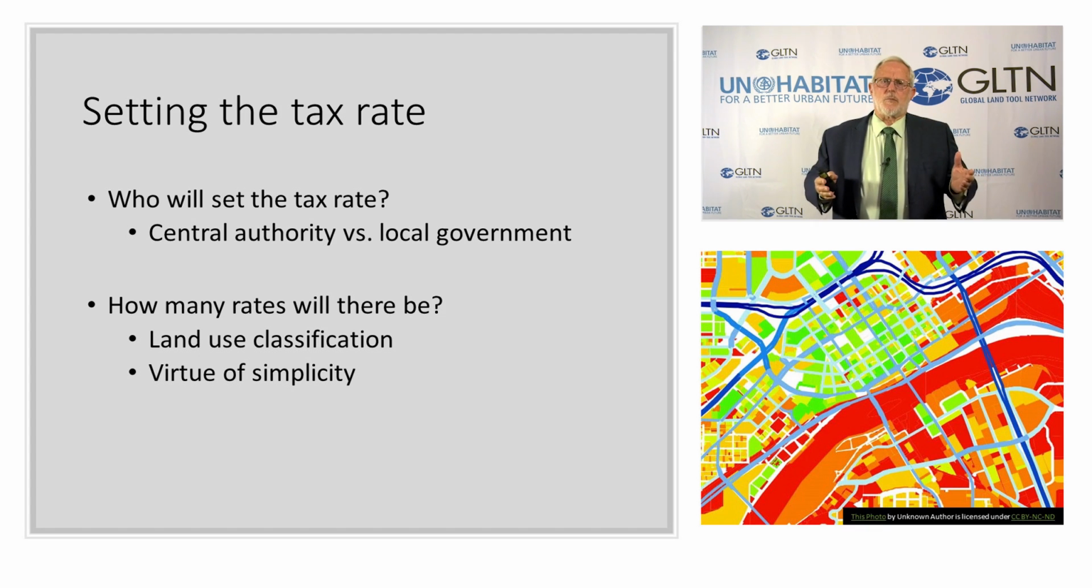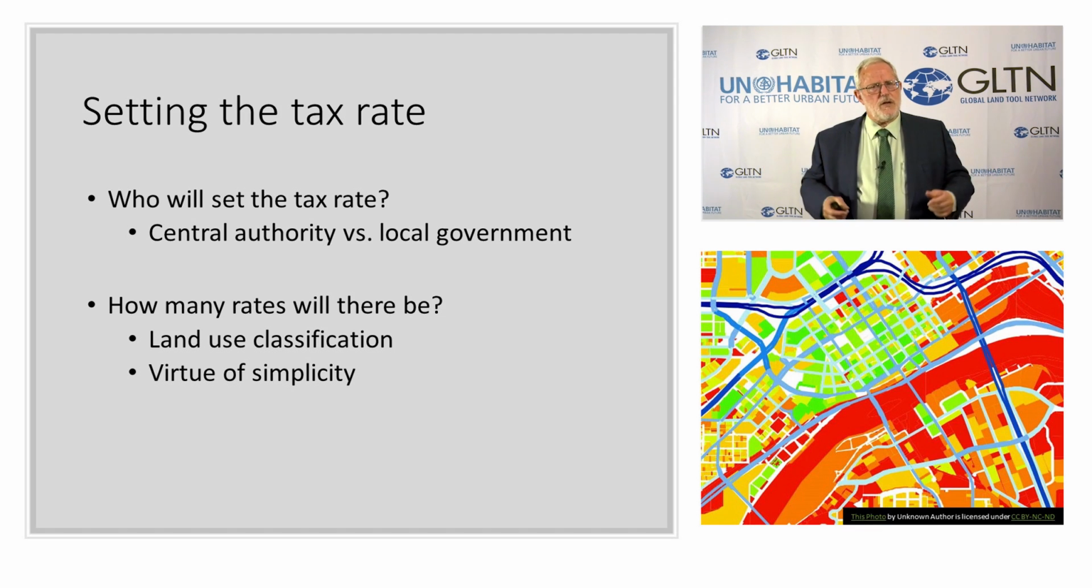Generally speaking, the best approach is to have the central authority establish a range of values. Here's the highest, here's the lowest. Anywhere in that range, the local government can set the final rate. That's generally the best approach to take. How many rates will there be?